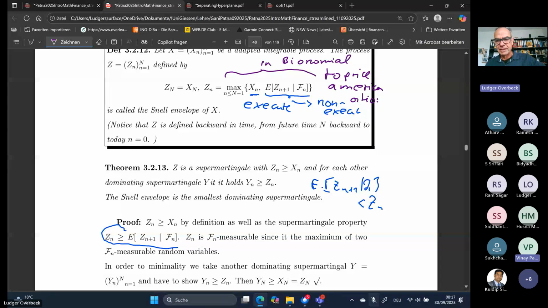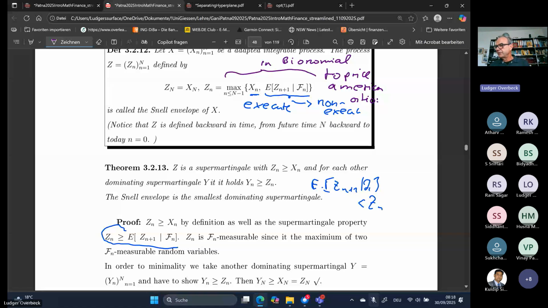Excuse me, sir. Sorry for the interruption. Yes, please. I have one question. How does the Snell envelope behave under different filtrations? You mean, X_n is adapted to F_n. If X_n is adapted to a different filtration, you will of course have other values, because this will be different.